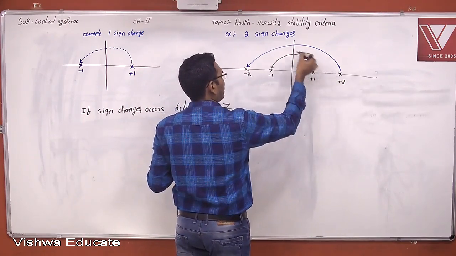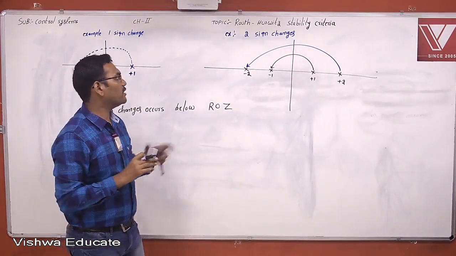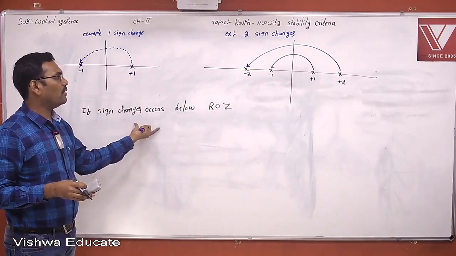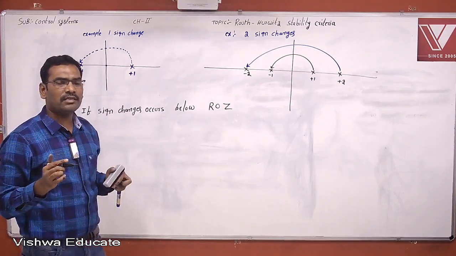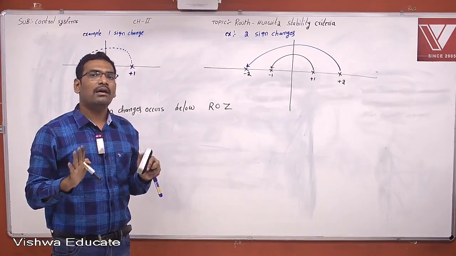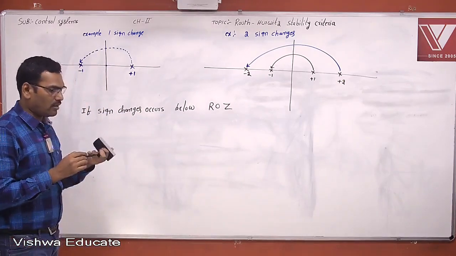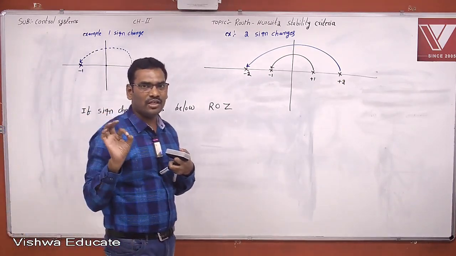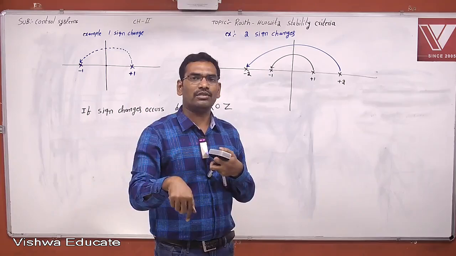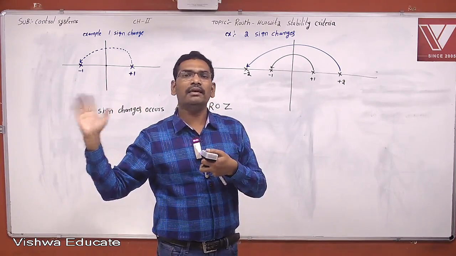Now, when there are symmetrical poles on the right hand side and left hand side, these sign changes are available below ROZ. If sign changes are below ROZ, then there are symmetrical poles on the right hand side corresponding to the left hand side. This is an important concept. Do you understand or not? If any sign changes, the poles are on the right hand side, but if those sign changes are below ROZ, then corresponding to the right hand side poles, there exist symmetrical poles on the left hand side.